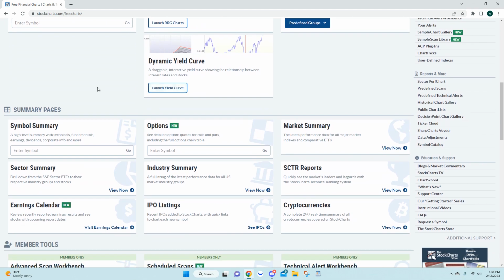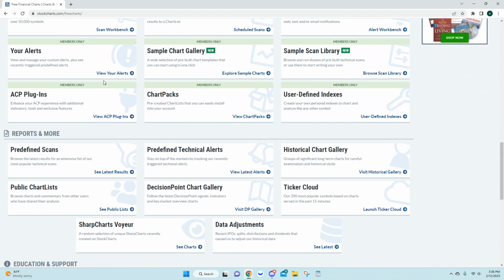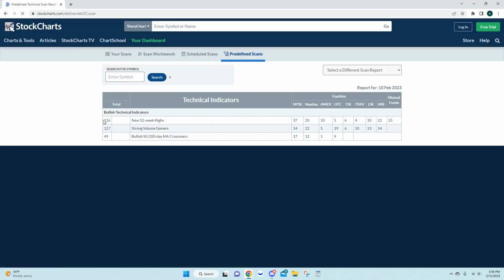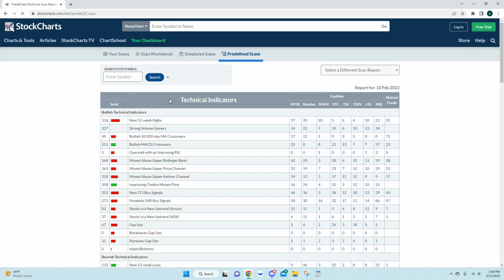But we're going to be focusing here on, if you come down to the reports and more, our predefined scans. Everything's set up in here already. It's really nice. It's a very quick, easy way to find potential plays. So let's start in here. Let's go to see the latest results. And when you come in here, it's going to tell you all their technical indicators. It's under your predefined scans again.